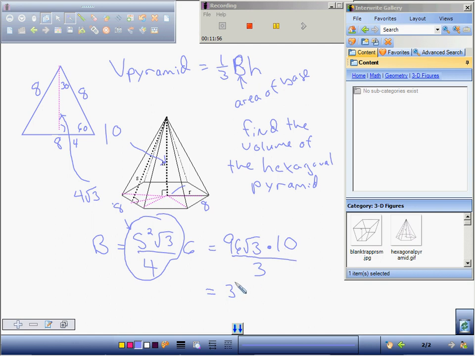So when I simplify this, I get 32 times 10, right? 3 goes into 96 32 times, times 10. So I get 320 times the square root of 3. And if those are inches, you would say that's inches cubed, or cubic inches. So that would be my answer right there.